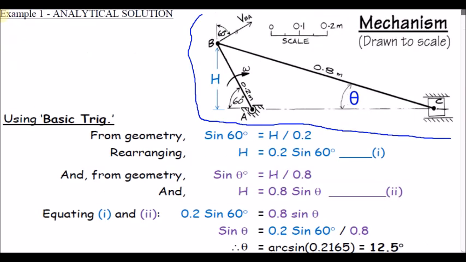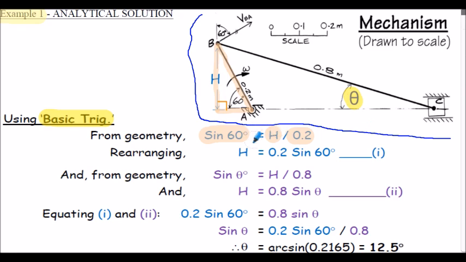So example 1 continued. Here we're going to determine angle theta using basic trig. I'm going to generate two equations from the geometry of our linkage mechanism in this position shown here, and I'm going to solve these equations simultaneously. The first equation: sine 60 degrees is equal to height h, shown here, divided by 0.2, the length of the crank here. The right angled triangle I'm considering is this triangle, where here's the right angle.